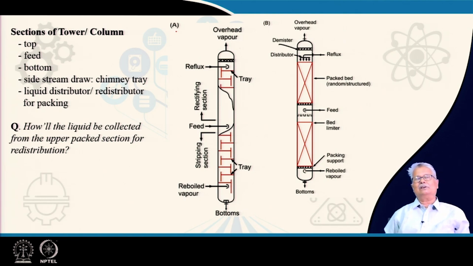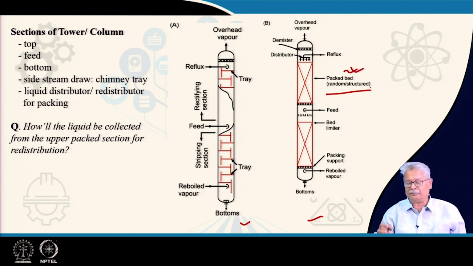The sections of a tower are definitely the top feed, what we have said, and we still have the question. We have here the same old diagram which compares the different sections, and we also have one additional thing that reminds us that a packing could be a packed bed which is random or structured. Possibly we will have structured packing these days, because structured packing is, though more expensive than the random ones, offering lower pressure drop and higher specific area of contact.